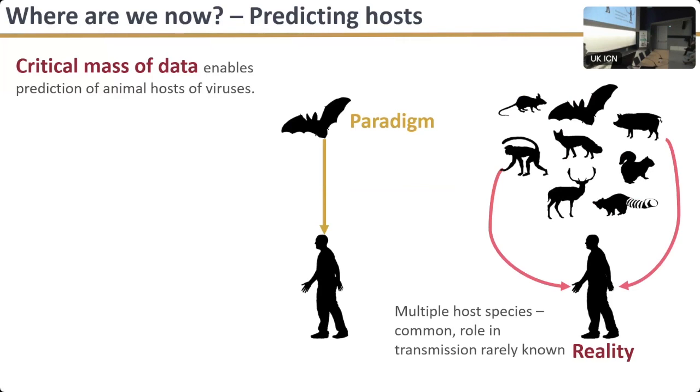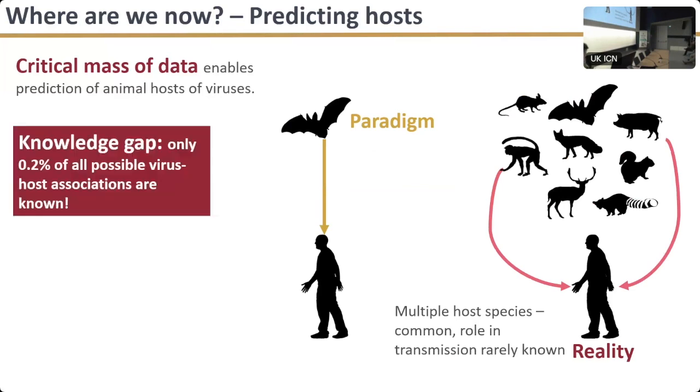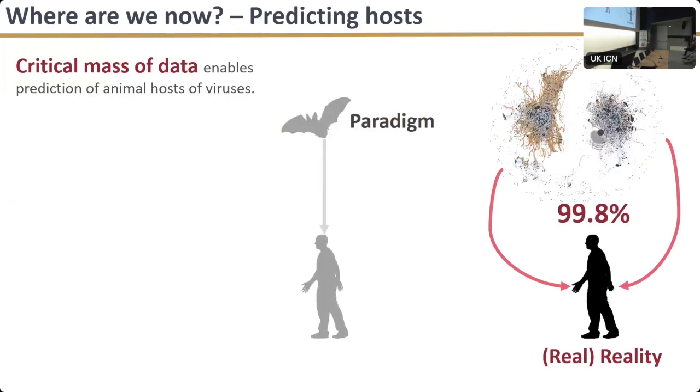Taking our critical mass of data, we looked at this problem and found that, given all the known viruses and all their known hosts, we only know 0.2% of the interactions that might appear between those animals and those viruses. We called it a network and asked, out of those 99.8% gaps, how many might actually exist right now? We don't know, because we haven't sequenced the virus in the animal, or this animal is rarely studied and we haven't looked for this virus in them. We call it the real reality.